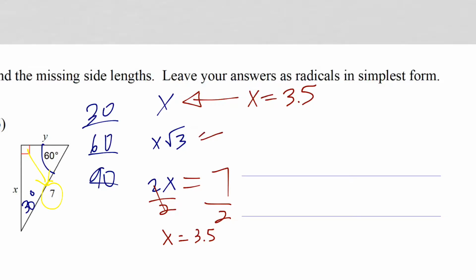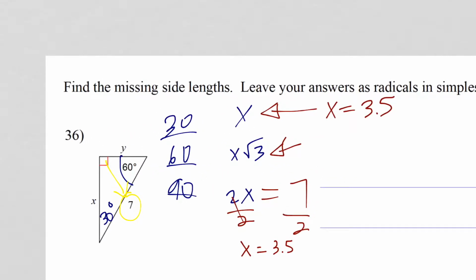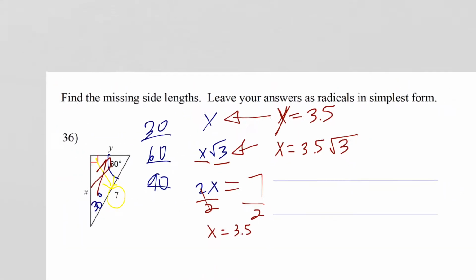And the y value, I believe, belongs to the 60-degree angle. Oops, I changed it. This is y based on the triangle, and the 60 is x. He's just going to be x times square root of 3. So x is 3.5 square root of 3. So that would be your answer.